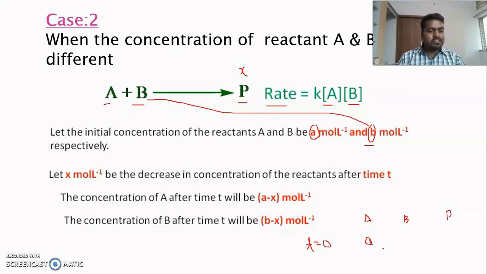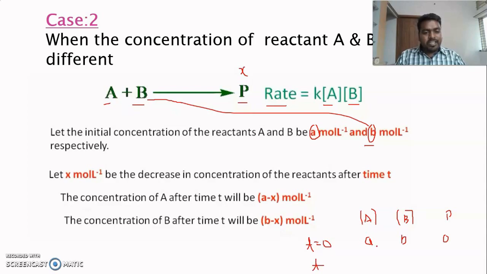So at the start, the concentration of reactant A is equal to small a, the concentration of B is small b, and the concentration of P is 0 at t equal to 0. Here we are considering t equal to 0 because the reaction has not started. Okay, so at time t, what happened?